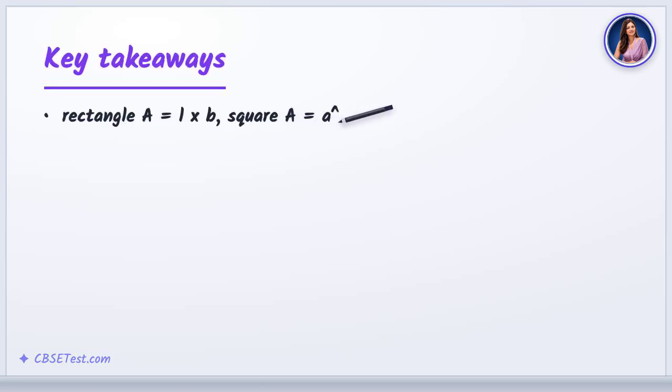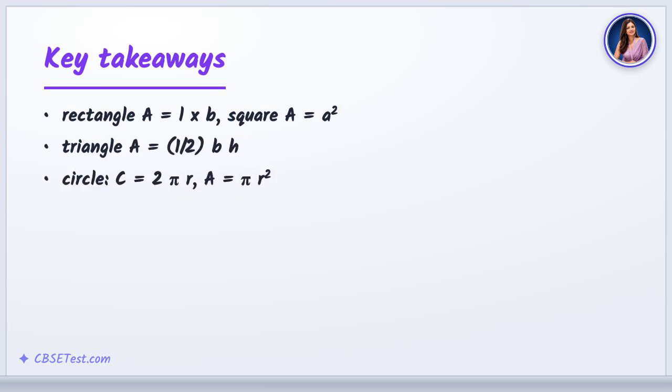To recap, perimeter is the boundary length, area the surface, know the rectangle, square, triangle, and parallelogram formulas, and for a circle, circumference is 2 pi r and area pi r squared.